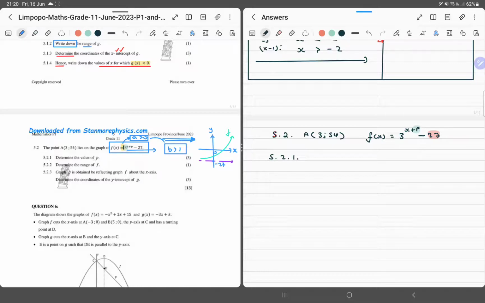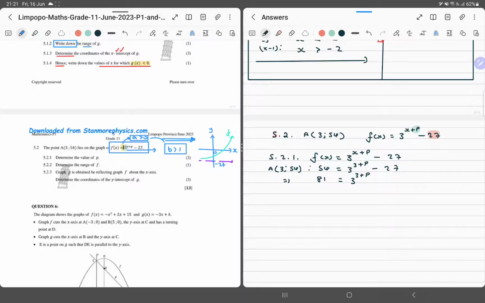5.2.1. It says determine the value of p. So obviously we know that f of x is equal to 3 to the exponent x plus p minus 27, through point A, which is given as (3; 54). It is such that 54 is equal to 3 to the exponent 3 plus p, minus 27. Now we transpose that constant term to the other side. 54 plus 27 is 81, which is equal to 3 to the exponent 3 plus p.